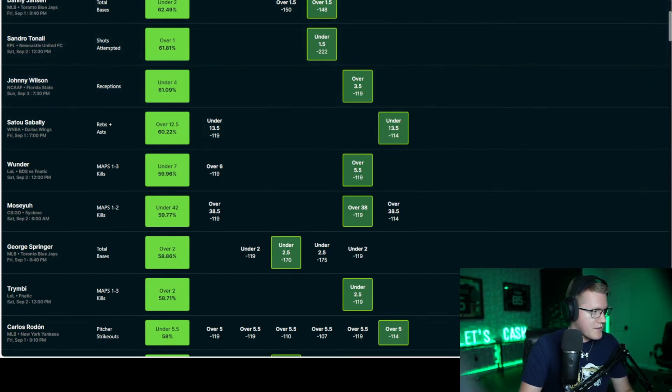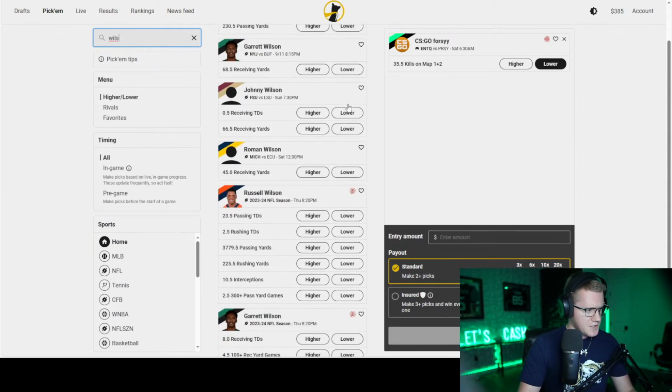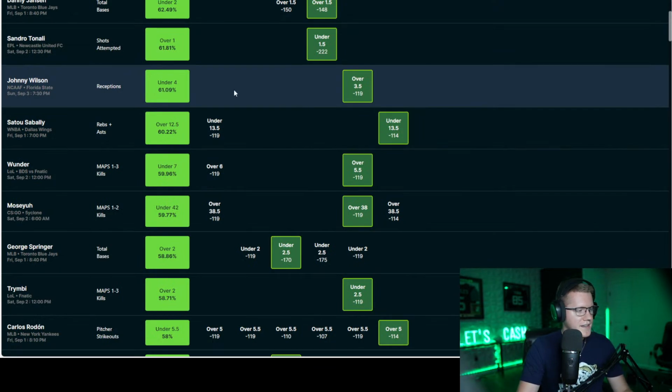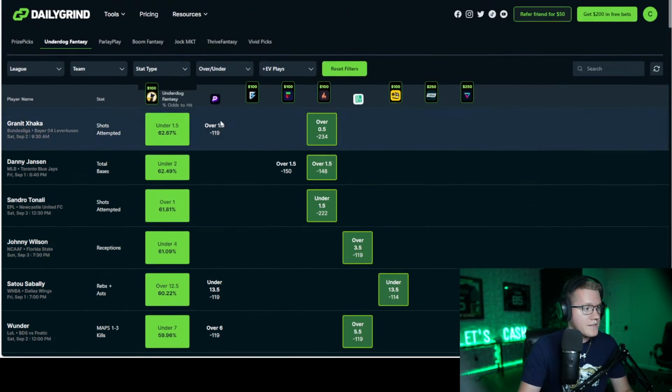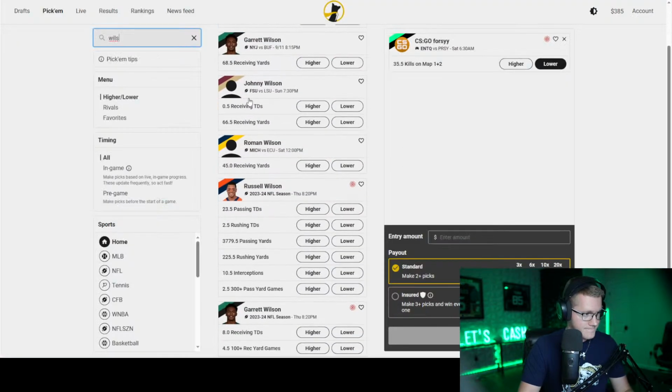Johnny Wilson is up here. I believe he was up here earlier too. He's been bouncing around in the industry, but Johnny Wilson, again, removed. Let's take a look. Johnny Wilson was set to 4 on Underdog, but on Jock Market set to 3.5. There are no more receiving numbers here. There are no more receptions.